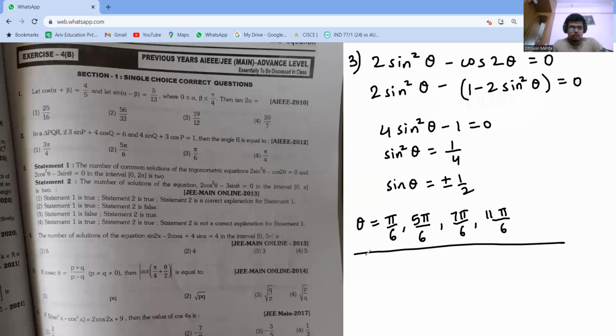So from here we will get 4 answers, because when sine theta is positive half, the answer will be in the first two quadrants. So that will be pi by 6 and pi minus pi by 6 will be 5 pi by 6. In the third quadrant we will get pi plus pi by 6, so that is 7 pi by 6, and 2 pi minus pi by 6 will be 11 pi by 6. There are 4 answers of the first equation. Now you have to solve the second one.